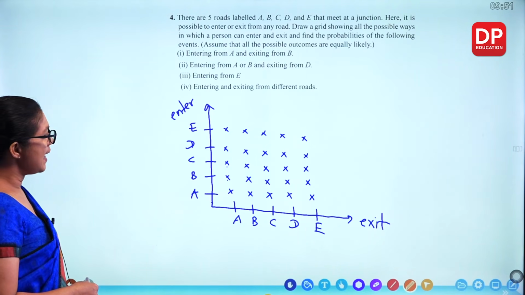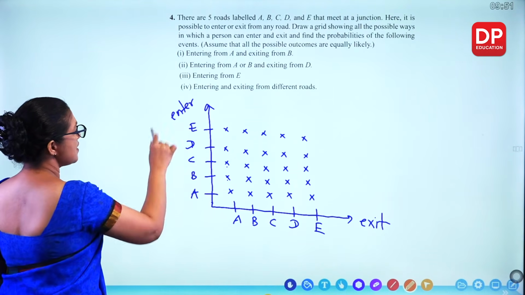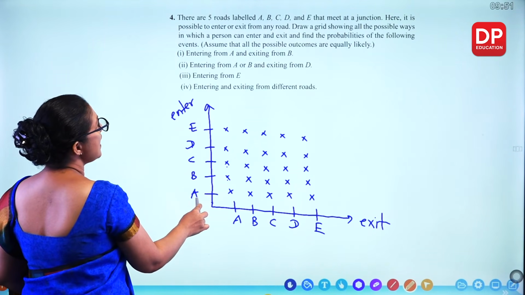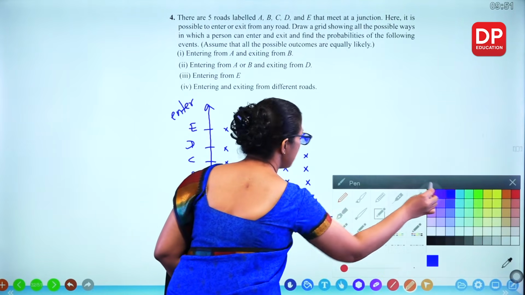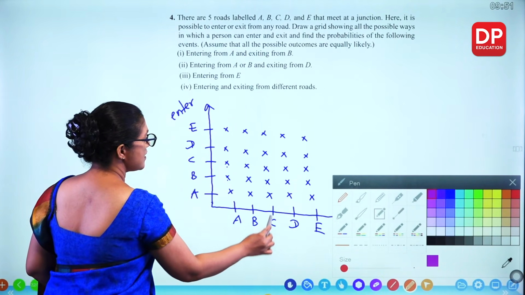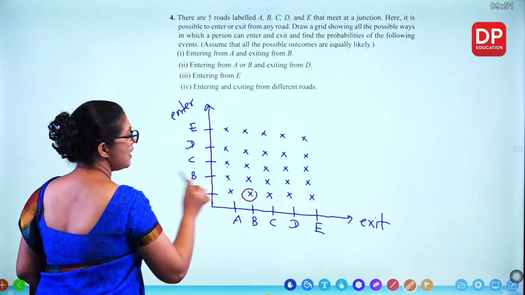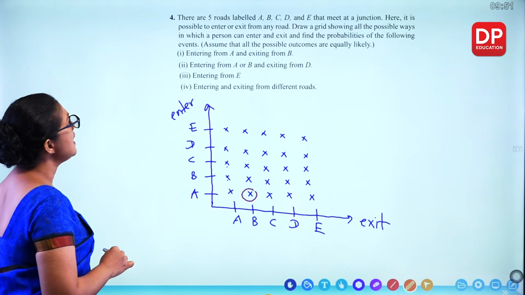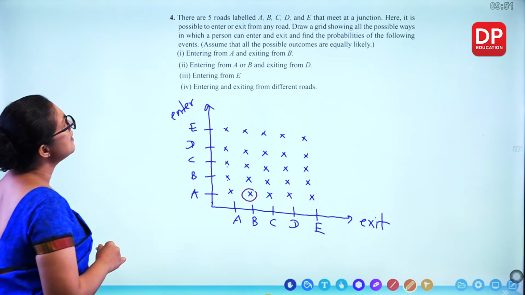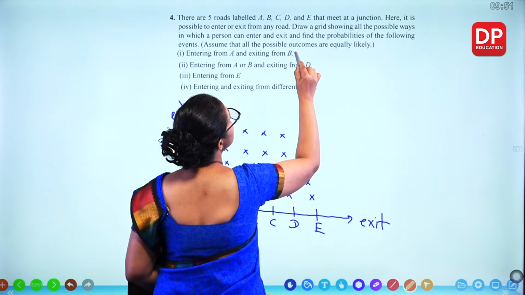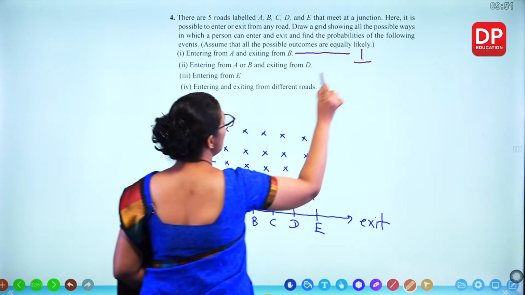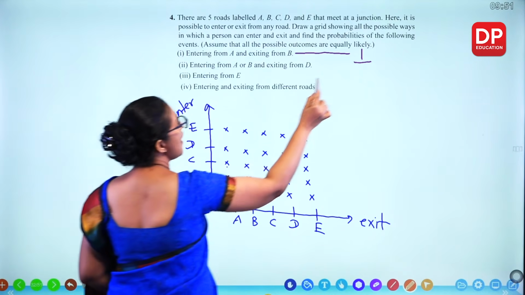Entering from A and exiting from B. Entering from A and exiting from B means only one possibility. So what's the probability? 1 over 25.